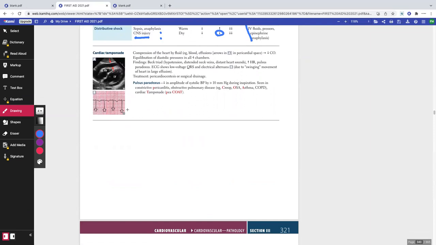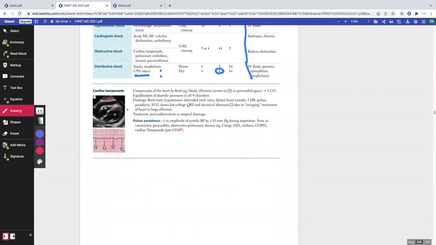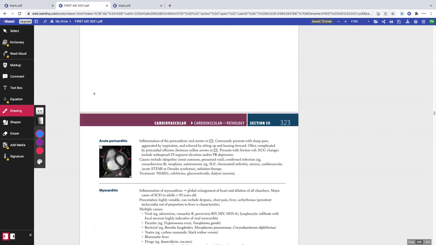Okay. Who was the physician who asked about neurogenic shock? CNS injury is a type of neurogenic shock, by the way. Okay. These are the findings you'll see in a neurogenic shock. Okay, good. So that's that. That's about it.